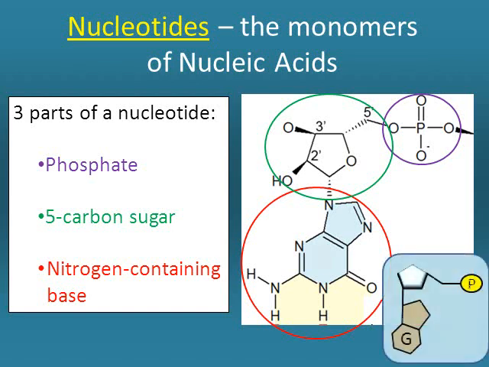Now, you'll often see nucleotides represented in a very simplistic way, like you see at the bottom here, with the phosphorus group, the 5-carbon sugar, and the nitrogen-containing base. This G here indicates the identity of the base, which can change, and we'll take a look at that in just a second.